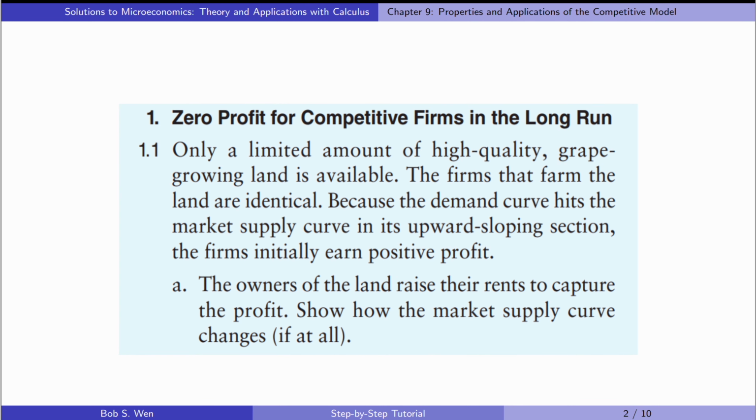Here is exercise 1.1. Only a limited amount of high-quality grape-growing land is available. The firms that farm the land are identical. Because the demand curve hits the market supply curve in its upward sloping section, the firms initially earn positive profit. In Part A, the owners of the land raise their rents to capture the profit. Show how the market supply curve changes.